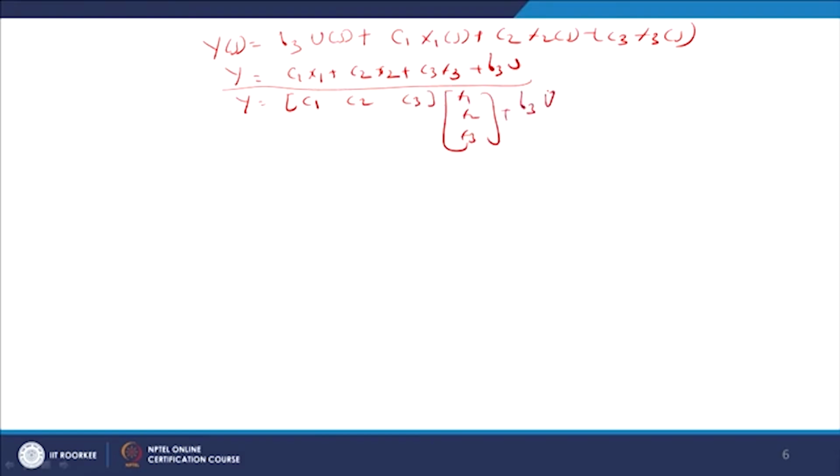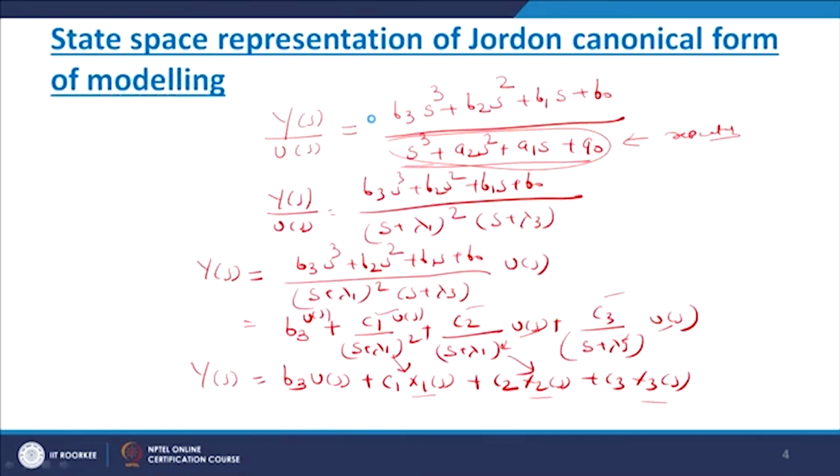Now, this is the output model, this is the C matrix and this is the D matrix. And why has D come here? D has come because your original transfer function is a proper transfer function, and in many of our previous classes we have already seen that whenever there is a proper transfer function, there exists a D term. So, in this way we have determined the state space model in Jordan canonical form.